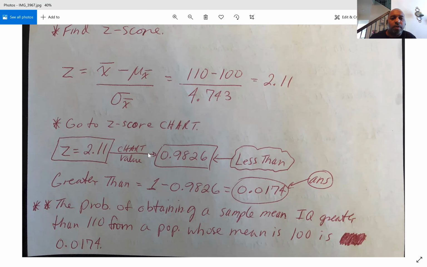When you're talking about getting the chart value, yeah, we use the z-score chart. When you say go to z-score chart, that's what we're talking about. Then it says the probability of obtaining a sample mean IQ greater than 110 from a population whose mean is 100 is 0.0174. So it's just putting a conclusion statement, putting it all together.